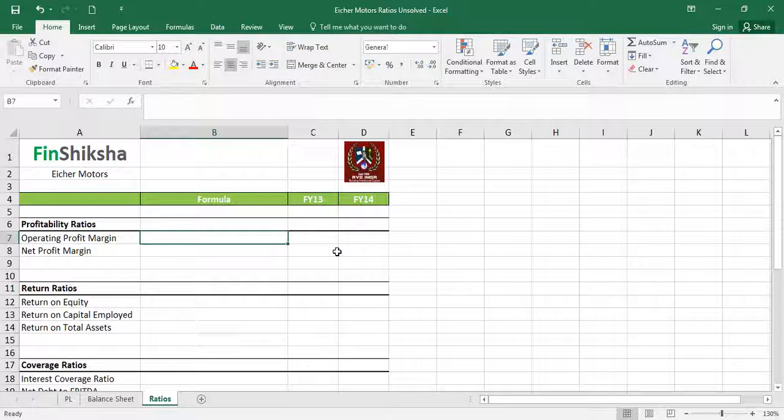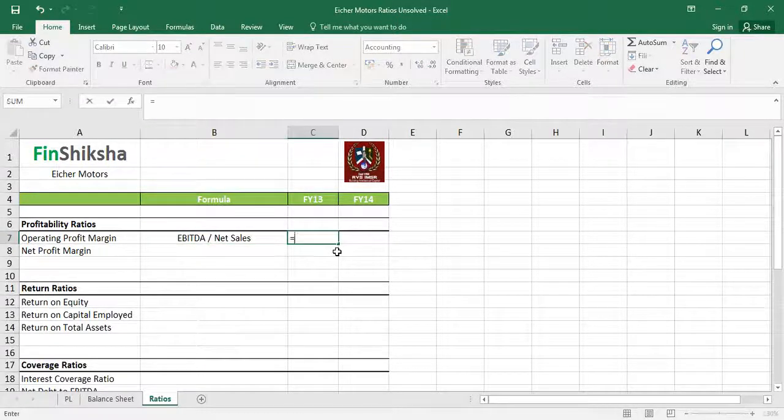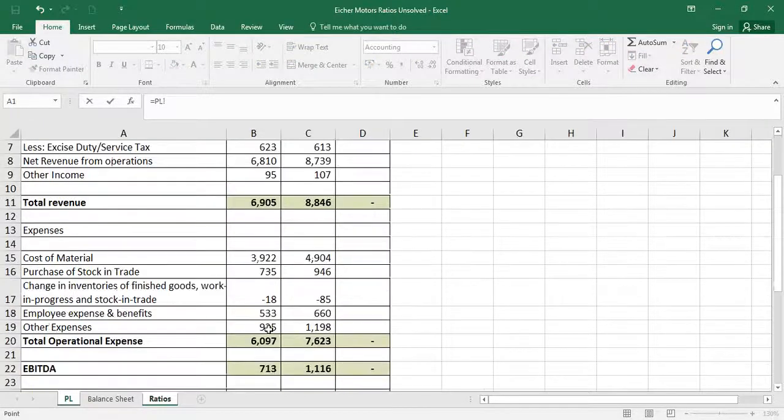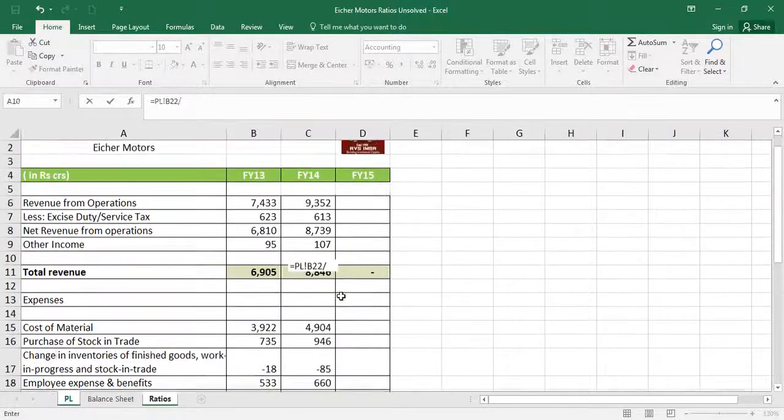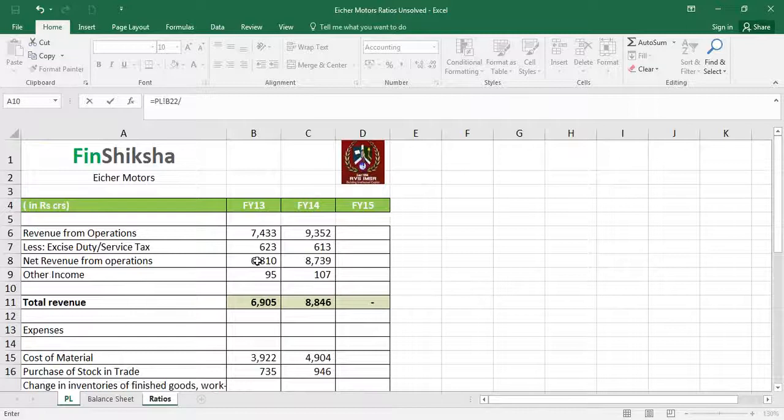So let's put in the formula for operating profit margin. We will use EBITDA divided by net sales as the formula in this case, and we will try and calculate it using the numbers on the P&L. So where is the EBITDA? That's the EBITDA, 713, and you divide it by the net sales, which is net revenue from operations.